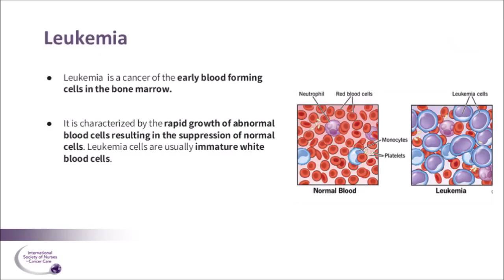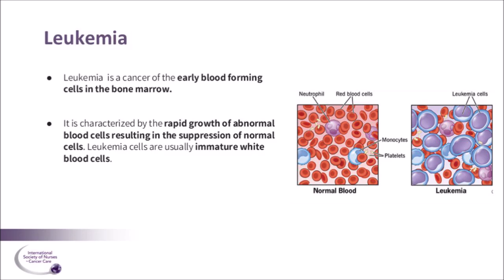Leukemia is a type of cancer that affects the early blood-forming cells in the bone marrow. It is characterized by the rapid growth of abnormal blood cells, leading to the suppression of normal cells. Leukemia cells are usually immature white blood cells. The term leukemia comes from the Greek words for white, leukos, and blood, hema.